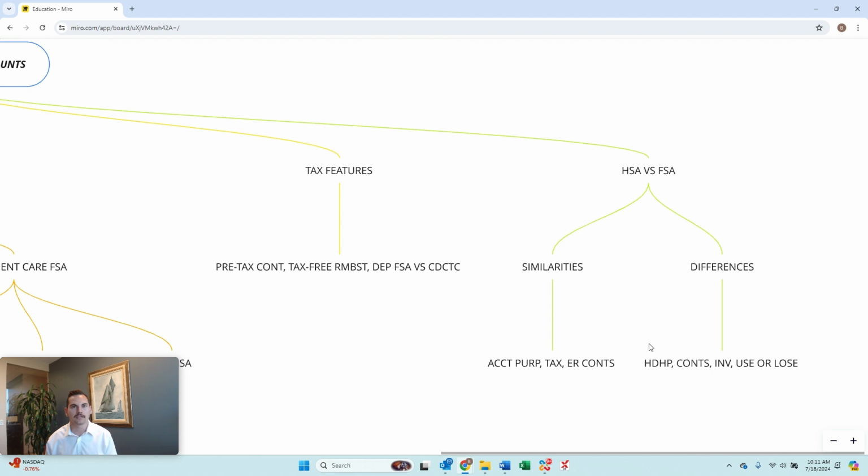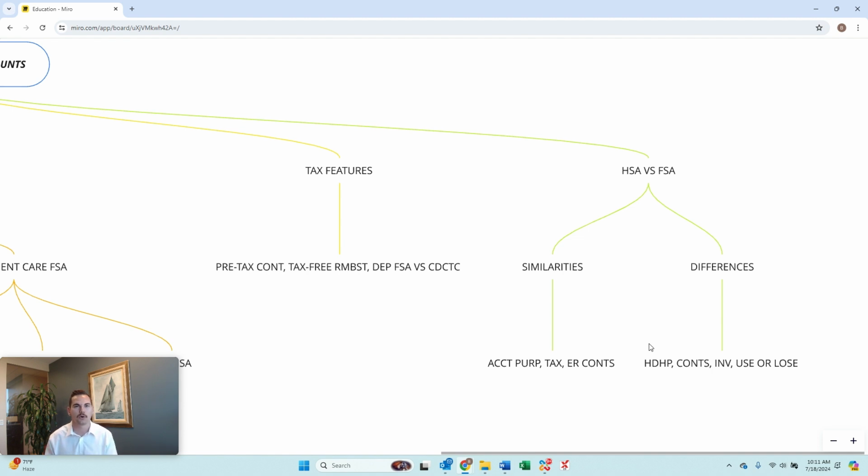And then the final difference, and one of the biggest things with flexible spending accounts, is the use it or lose it provision. What this means is if you don't use your FSA funds prior to the end of the year, you could lose those funds. So it's generally advised to fund the account to the extent of your anticipated medical or dependent care expenses.